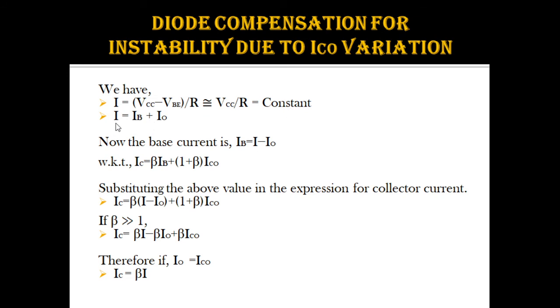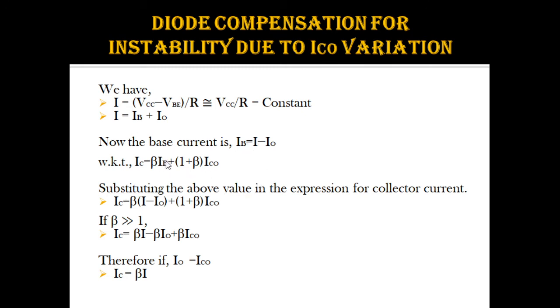And you know the current I is actually the summation of IB plus I naught, that is the reverse saturation current of the diode. Now, from this you can easily get the base current. IB is I minus I naught. And we also know that the collector current has a general expression of beta IB plus 1 plus beta ICO. So substituting the above value in the expression for collector current.